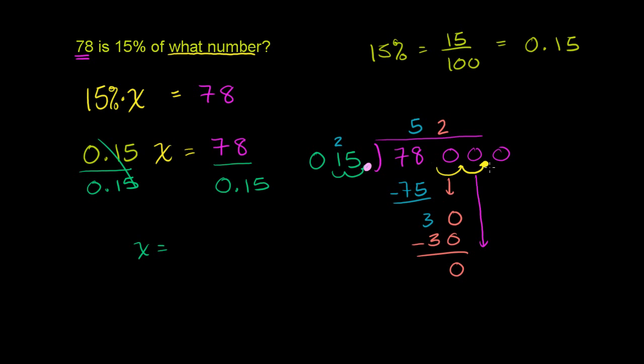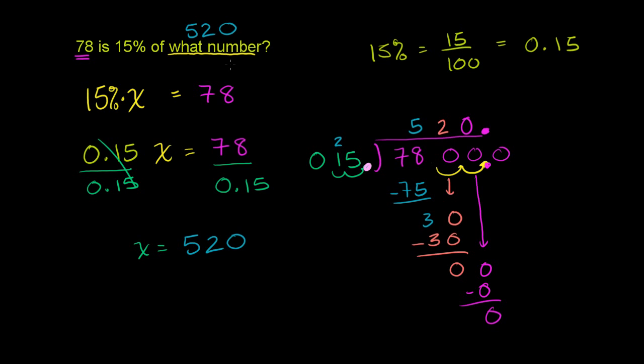We're still to the left of the decimal point. The decimal point is right over here. If we write it up here, which we should, it's right over there. So we have one more place to go. So we bring down this next 0. 15 goes into 0 zero times. Subtract, no remainder. So 78 divided by 0.15 is exactly 520. So x is equal to 520. So 78 is 15% of 520.